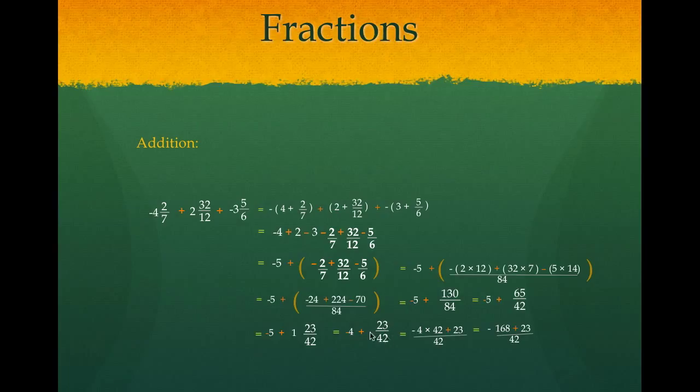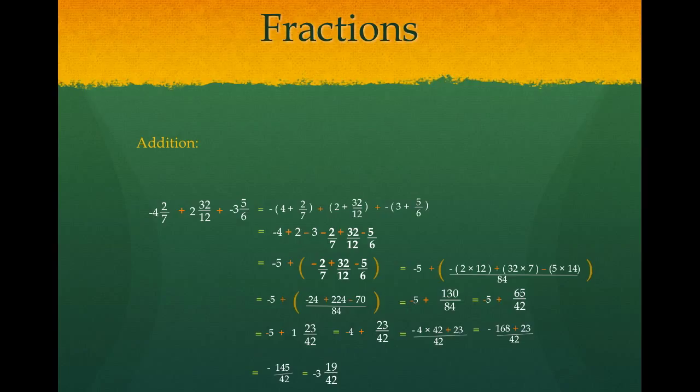Now we'll perform this addition. We'll make the denominator same. So minus 4 into 42 plus 23. So this will be minus 168 plus 23 by 42. So this will be minus 145 by 42. Again we'll convert this into mixed fraction. We'll get the answer as minus 3 19 by 42. So this is how you perform addition. Now for subtraction, you can follow the same rules and perform the subtraction of fractions as well.